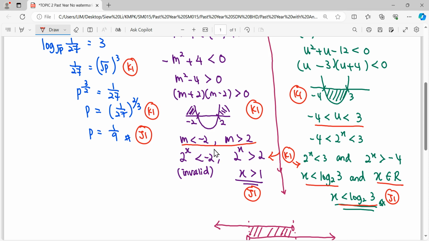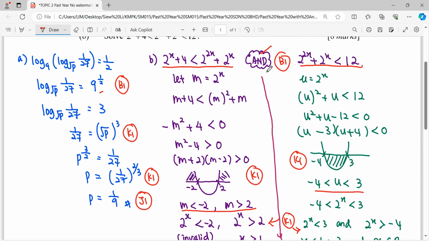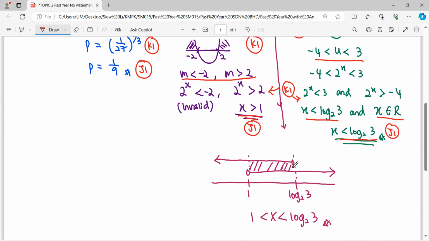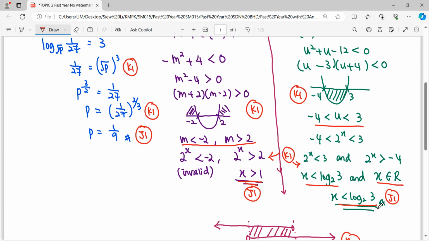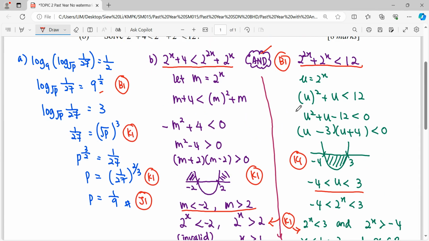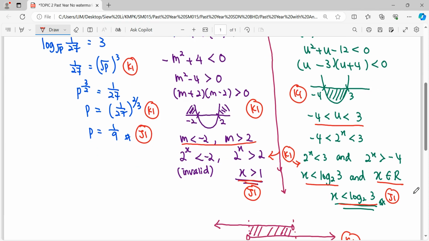So for the left hand side there is only one answer, so we just consider this. Then after that, doing the definition of "and", we want to see the intersection of both side answers. So the number line for the left hand side and the number line for the right hand side. You want to see this intersection so that you can get to the final answer. So this is our 8 marks: 1, 2, 3, 4, 5, 6, 7, 8.